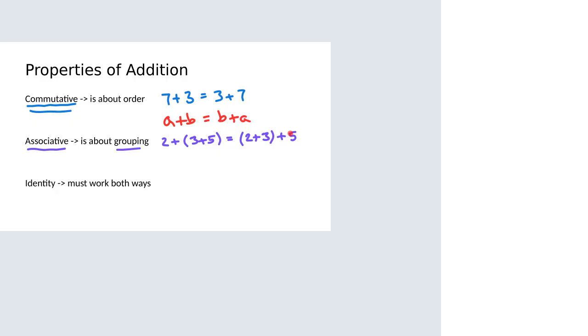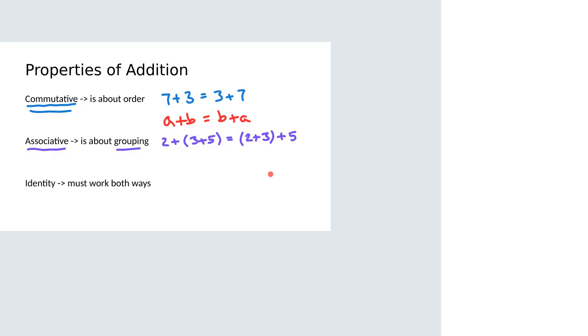So order of operations says I do parentheses first, so I get 8, and then I need to do 2 plus 8, which would be 10. On the right-hand side of the equals, 2 plus 3 would make 5, plus 5, which, okay, that's 10. So that is a true statement that 2 plus (3 plus 5) is equal to (2 plus 3) plus 5.